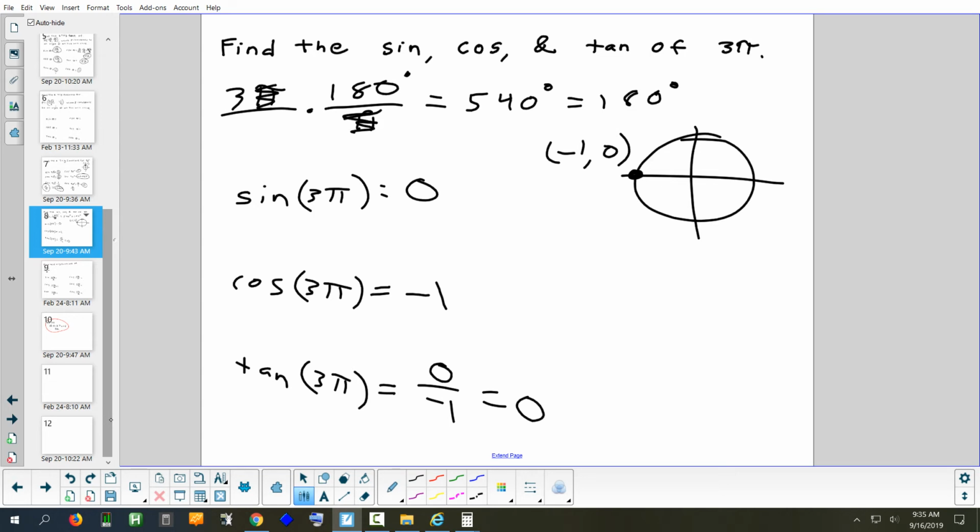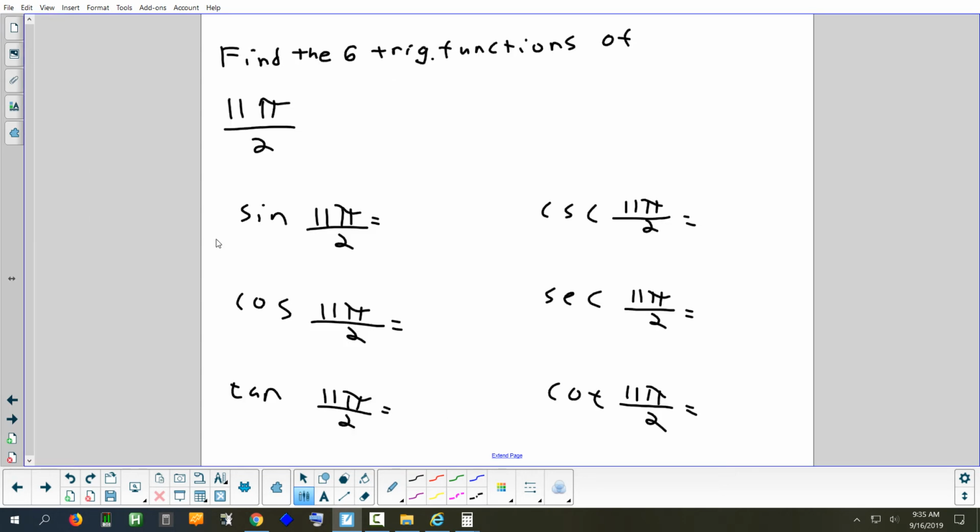All right, I think we got one more, and I'll let you guys take a couple minutes and try that one. Okay, so find the 6 trig functions of 11 pi over 2. Now, they didn't give you the coordinate, so it's got to come out to 0, 90, 180, or 270. It has to be, because I haven't taught you how to find the other coordinates yet. So it's going to come out to one of those. Take a couple minutes. If you get stuck, just call me over. I'll help you out, and then we'll finish this one up, and that'll be it.